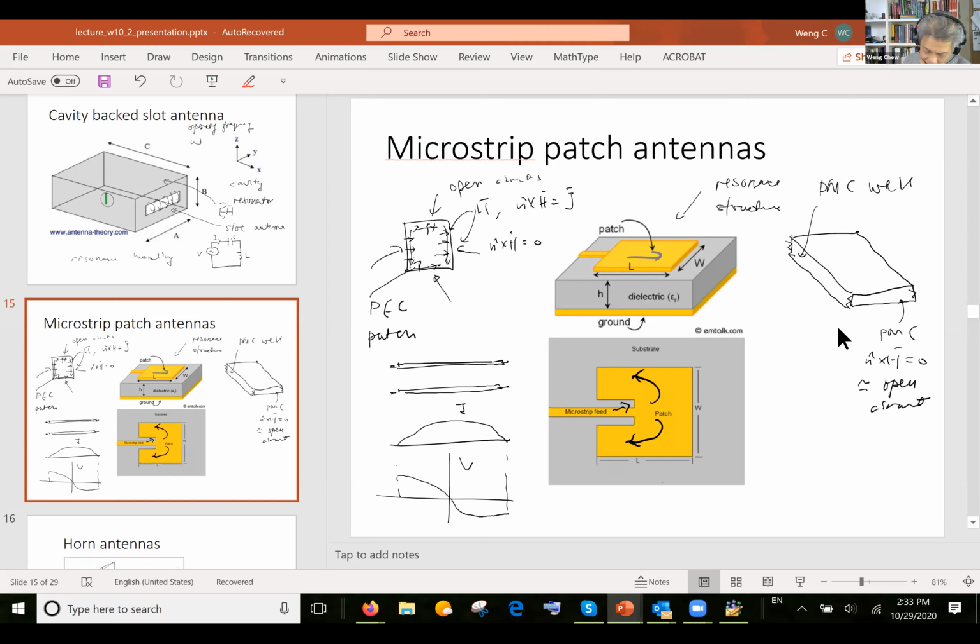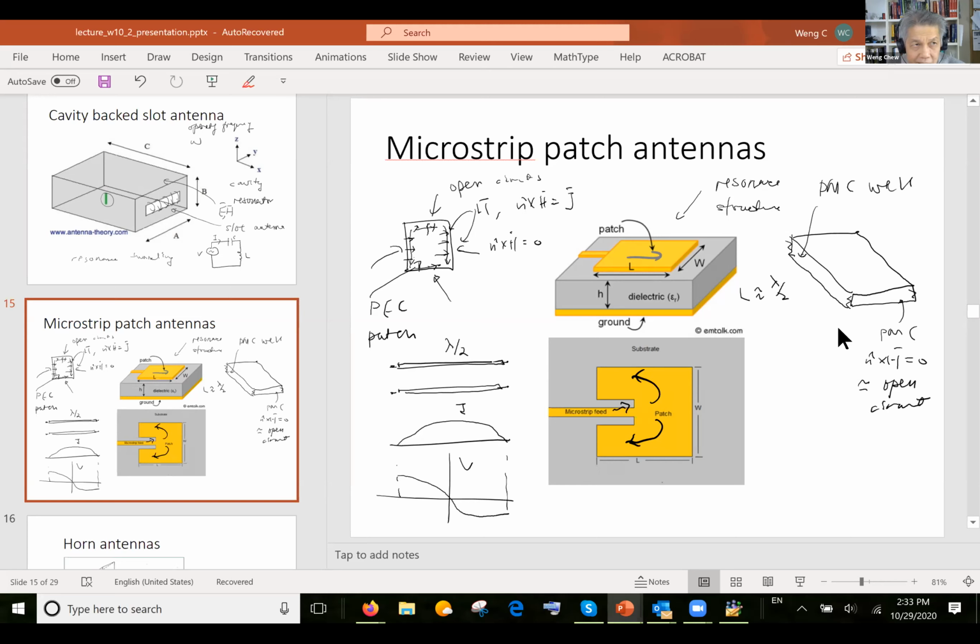And then you can very easily figure out that this structure will resonate when you hit lambda over 2, half a wavelength. So when L is half a wavelength, this structure will start to resonate. And when it starts to resonate, you can use resonance tunneling to enhance the current on the patch. If you enhance the current on the patch, then the current will start to radiate. Wow. Okay, that's how a microstrip patch antenna works.